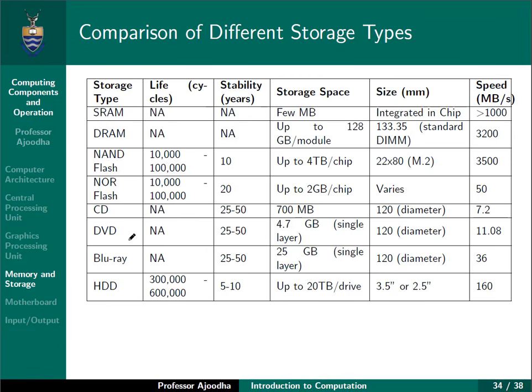Okay, so just to give you an example from here. In flash memory, for example, the NAND flash offers a life cycle of about 10,000 to 100,000 read-write cycles. So you can put stuff on it and take stuff off it, and we call it a read-write cycle. It offers up to 4 terabytes of storage per chip, and it has a high speed of 3,500 megabytes per second. So which of these is the fastest?